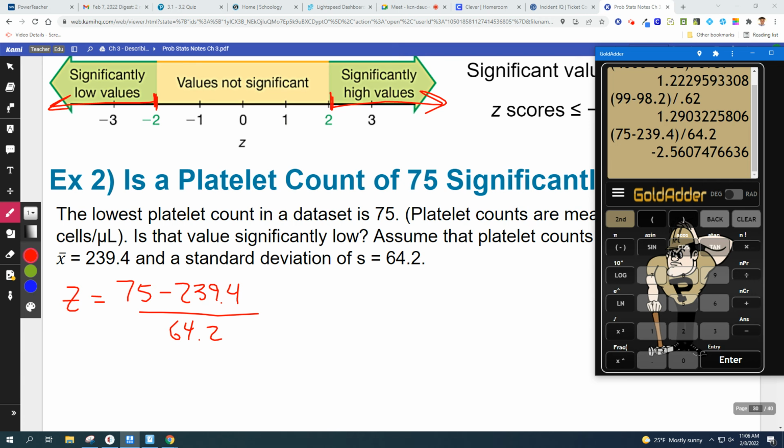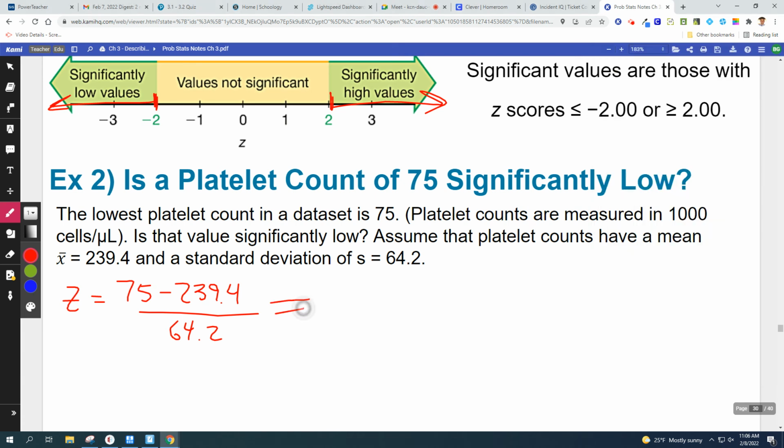Negative 2.56. Is that significantly low? Yeah, because that's less than -2, right? That's less than -2, so this is significantly low. So yes.